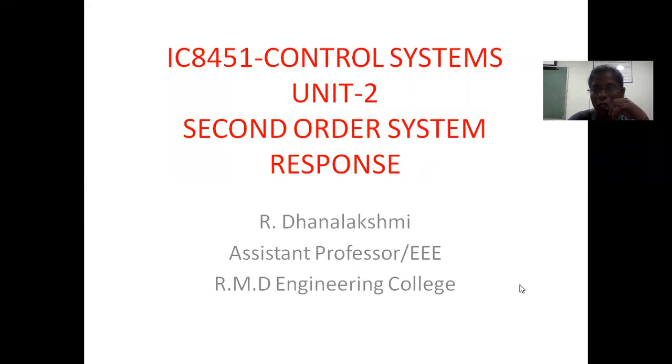In control systems, our unit 2 is all about time response. In that time response, we were discussing first order system and second order system. Here, let me take the second order system today, and we will see how to get the time response of a second order system, and also find the time domain specifications. When you say time domain specifications, there are rise time, peak time, settling time, and peak overshoot. We'll see how to get those parameters.